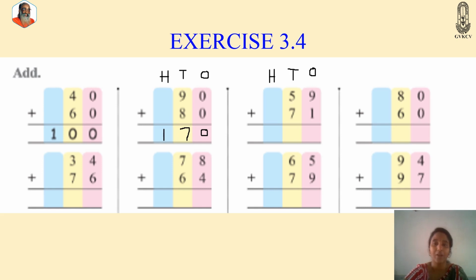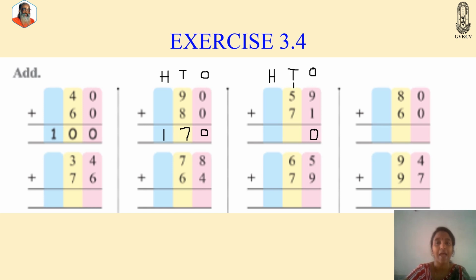Now starting from ones, add 9 plus 1. 9 plus 1 is, the number after 9 is 10. So you can directly add 0 here and 1 is carried over to tens.